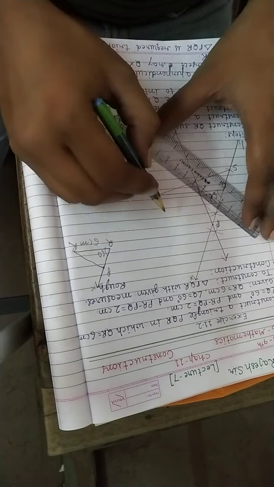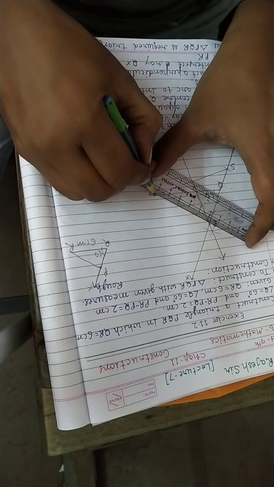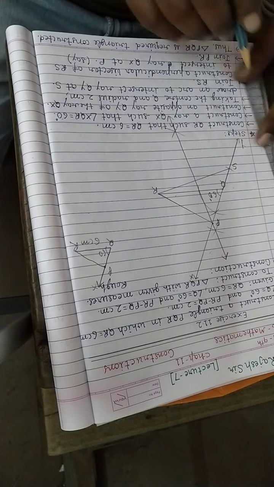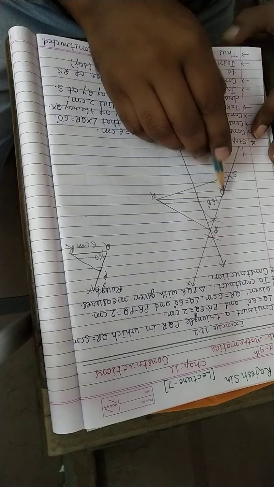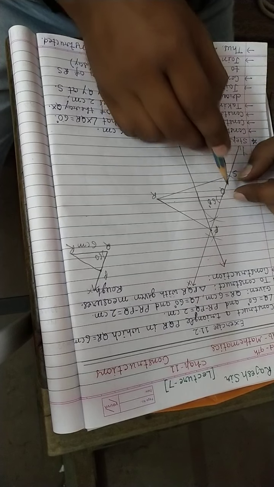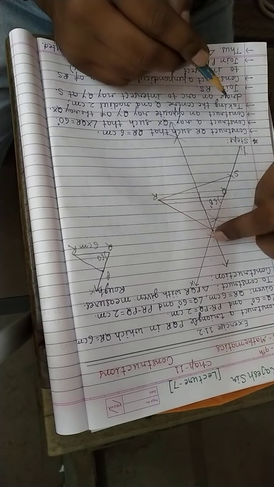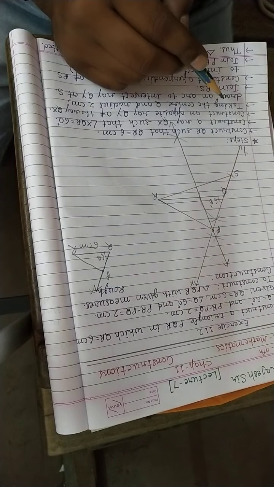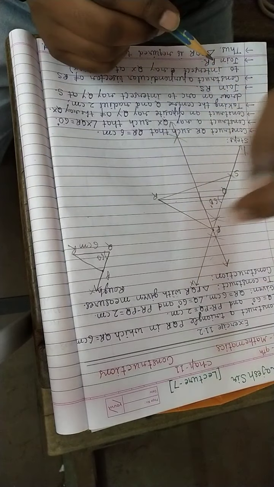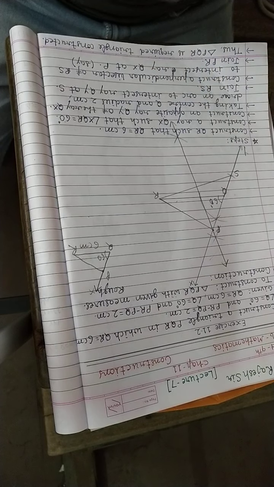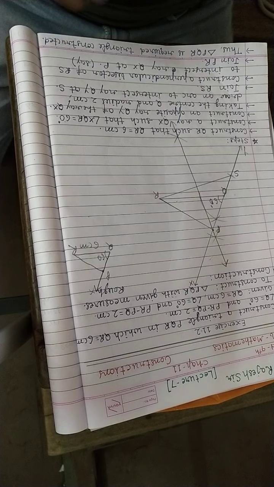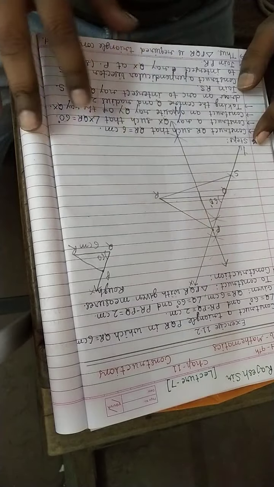Join P to R. So you can see PR is greater than PQ, and how much is it greater? By 2 centimeter. So PR minus PQ will become 2 centimeter. QR is 6 centimeter, and angle Q is 60 degree. This way we have got our construction of triangle PQR, the required triangle.